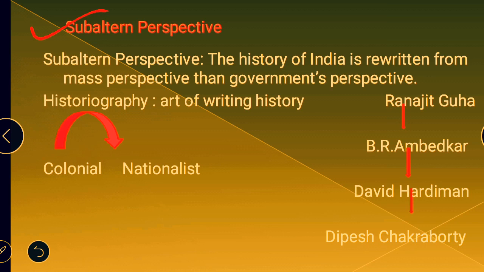Subaltern perspective is basically the history that is written from the mass perspective and not from the elitist perspective. Whenever the subaltern perspective comes, we think of a particular term, that is historiography. Historiography is nothing but the art of writing history. This can be of two types, colonial and nationalist. Colonial historiography is mainly dominated by the colonial leaders, whereas nationalist historiography is dominated by the nationalist leaders, or you can say elitist leaders of the post-colonial era.